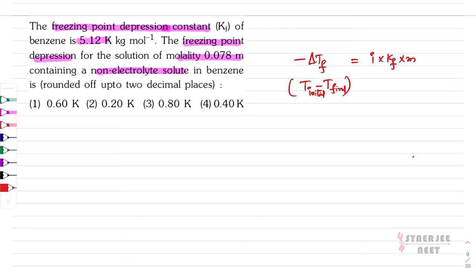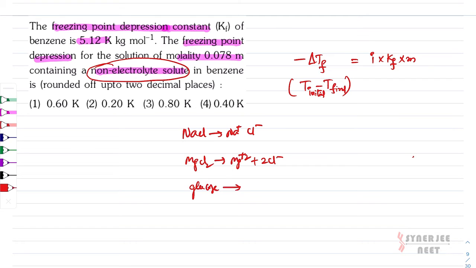Now here they are saying non-electrolyte. Why are they saying non-electrolyte? That means it is not dividing into ions in water. NaCl is dividing into ions, Na plus and Cl minus. MgCl2 is also dividing into ions, Mg 2 plus and 2 Cl minus. But glucose is not dividing into anything, so this is called a non-electrolyte. If something is not dividing into ions in water, then for such a substance the Van 't Hoff factor is 1. If it is dividing, for example NaCl, dividing into 2, its Van 't Hoff factor will be 2, and for MgCl2 it will be 3.